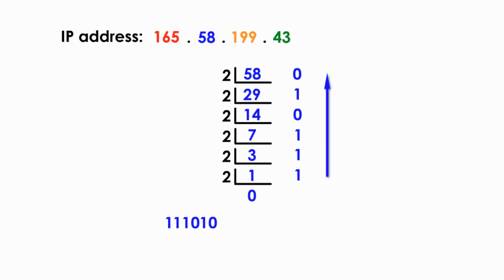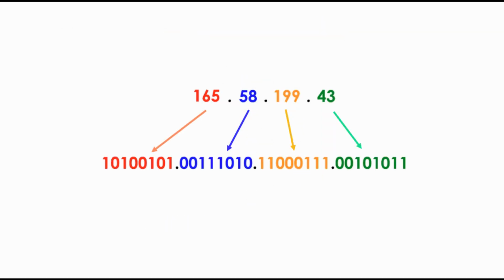111010. You can see there are only 6 digits. We added 2 more zeros to the front to make an 8-bit long binary number. Thus, we get 00111010. Adding zeros to the front does not change a binary value. I leave 199 and 43 for your practice. Here is the solution for your reference.